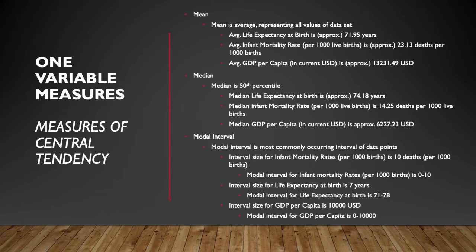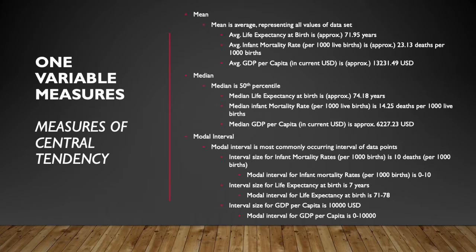The mean or average is calculated by adding up all numbers in a dataset and dividing that sum by the total number of data points. It represents all values of the dataset, including outliers. In this case, the average life expectancy at birth for the 42 countries being analyzed is approximately 71.95 years. As well, the average infant mortality rate per 1,000 live births is approximately 23.13 deaths per 1,000 births.